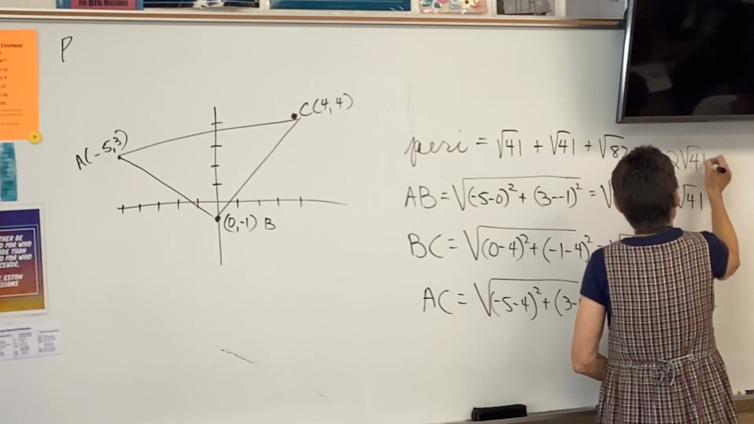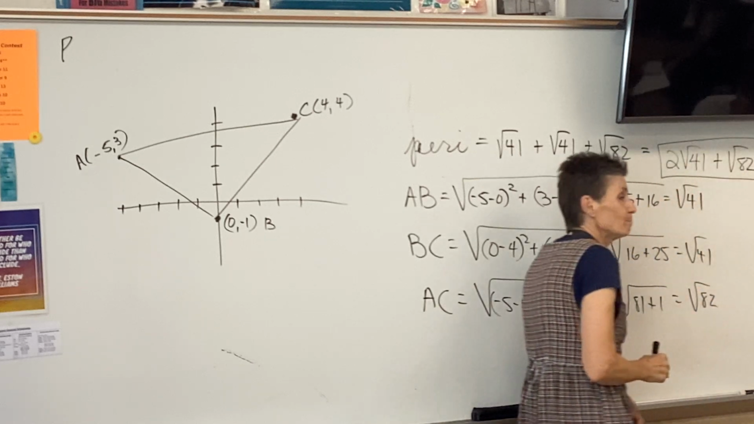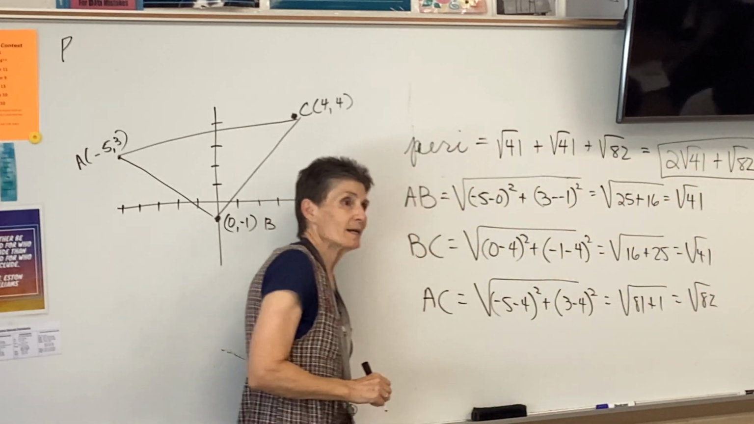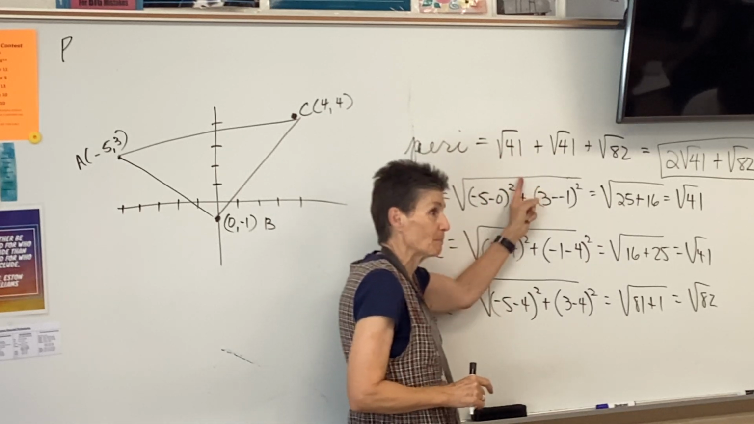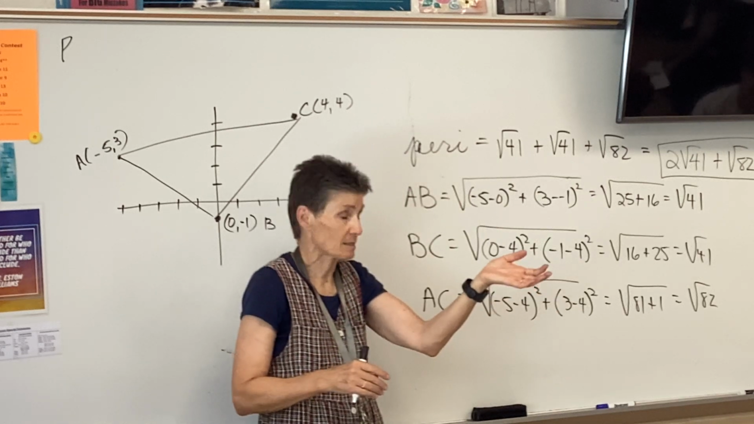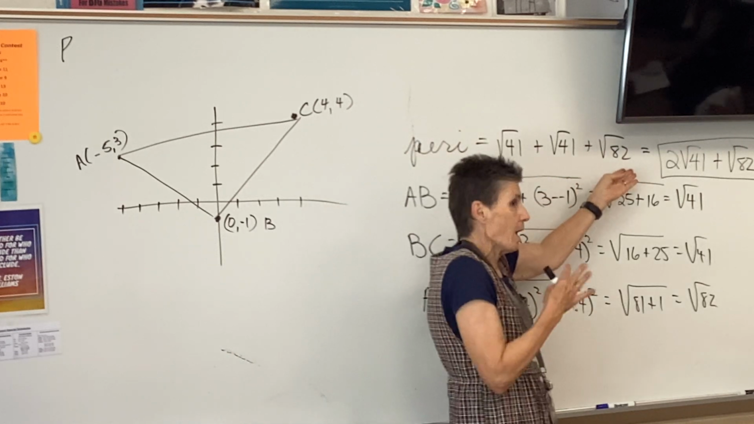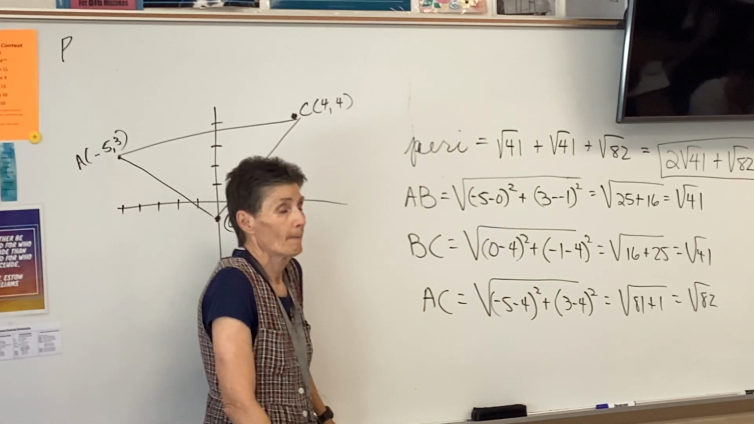And can I add the root 82? Nope. Radicals have to have the same number under the radical. So these two will add, it's like an x and an x makes 2x, but then you've got a y here, you can't add that. So that's your perimeter.